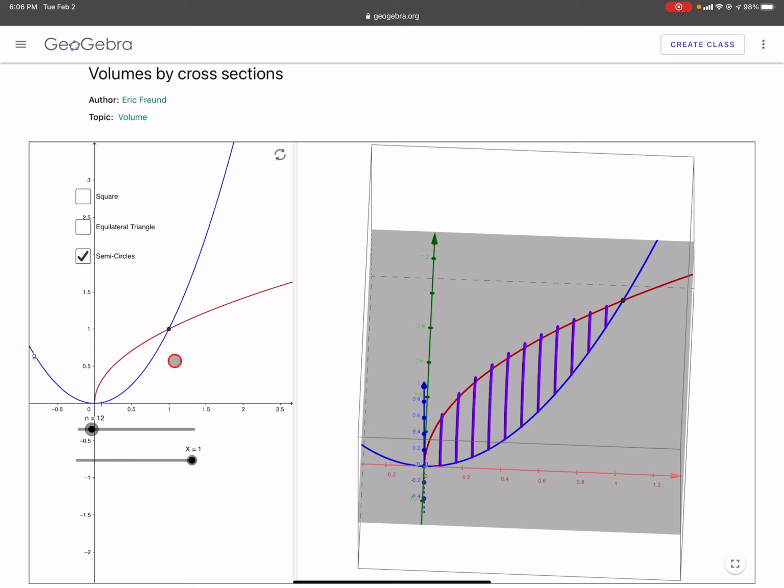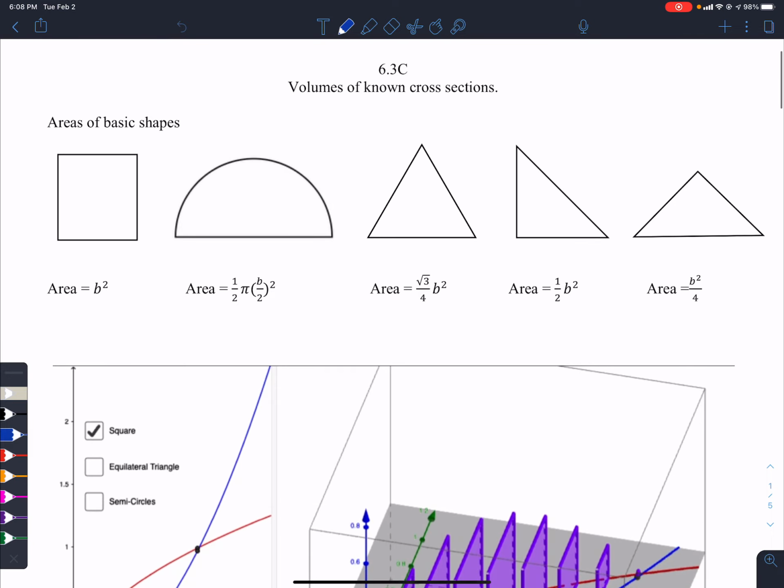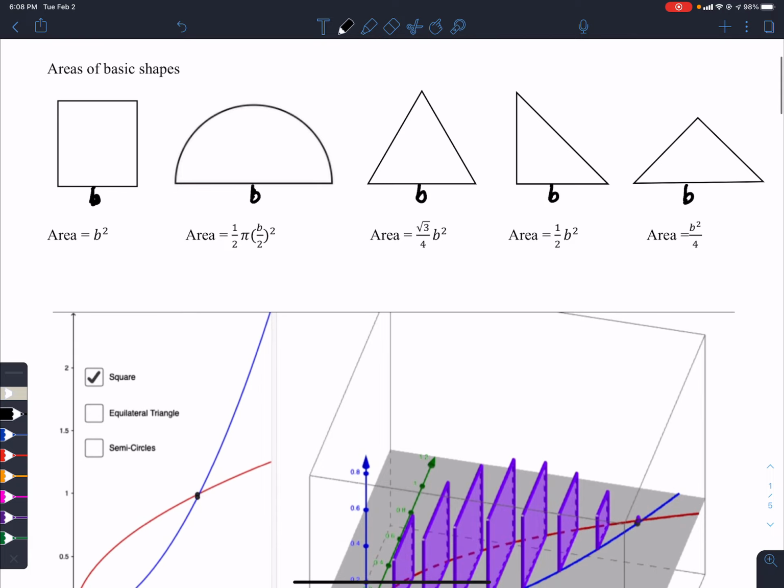And so in order to find the volume of all of our shapes, you're going to have to find the area of the shape first. So I have some common ones, and they're pretty easy. The base, I'll call the length of the bottom base for all of these. And how do you find the area? Well, square is easy. If that's B, the area of a square is side length times width, which is B squared.